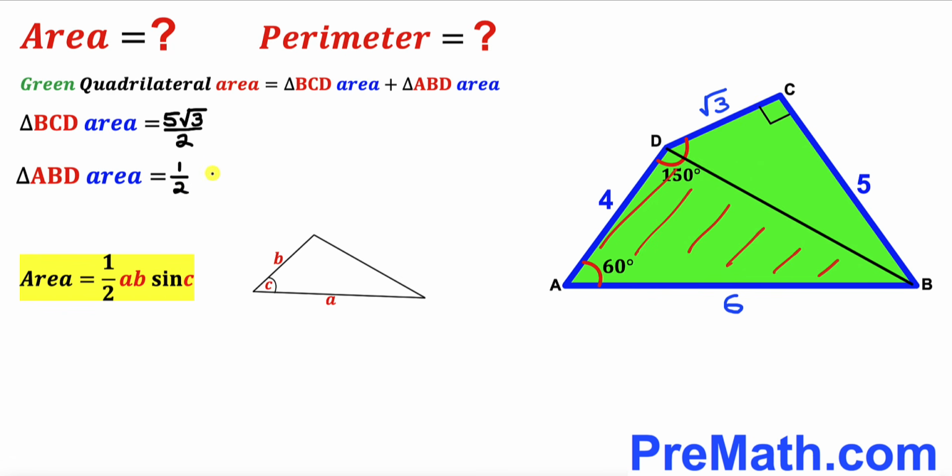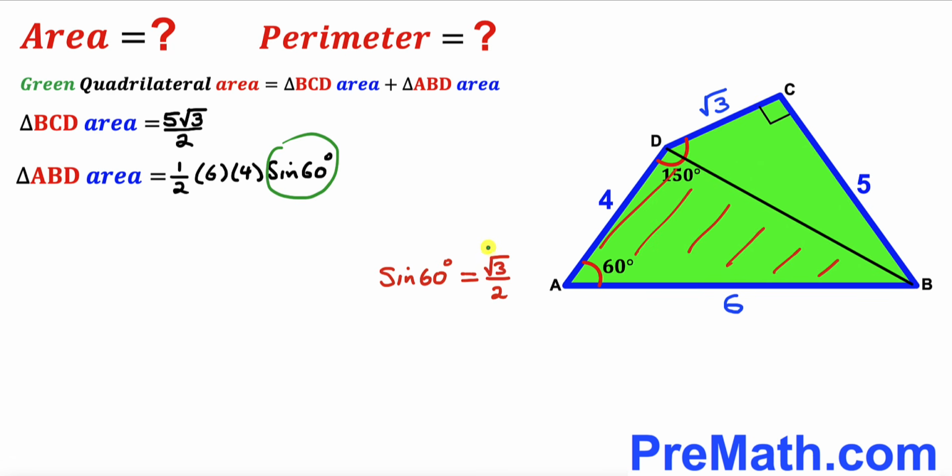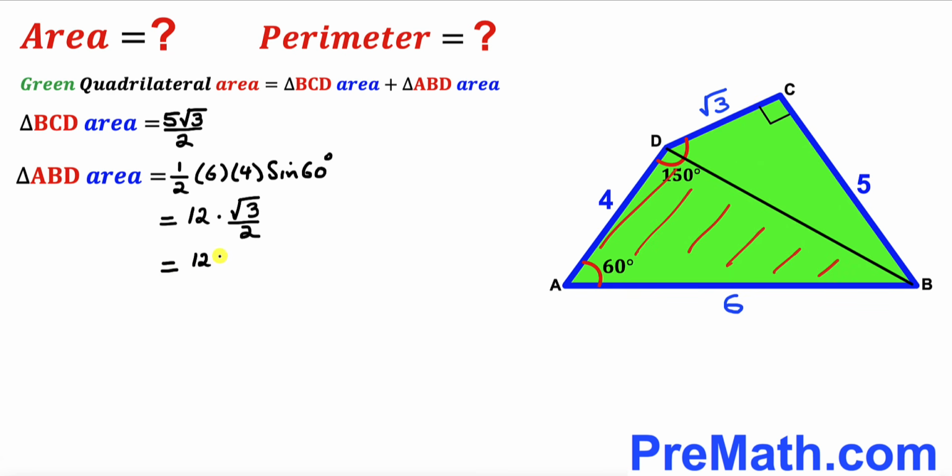a half times our one side length is 6, the other is 4 times sine of 60 degrees. And now we know our sine of 60 degrees value is square root of 3 divided by 2. So I'm going to replace that one with square root of 3 divided by 2 over here. And likewise, if we simplify this part, that is going to give us simply 12. So therefore we could write 12 times square root of 3 divided by 2. So therefore the triangle ABD area simply turns out to be 12 times square root of 3 divided by 2.